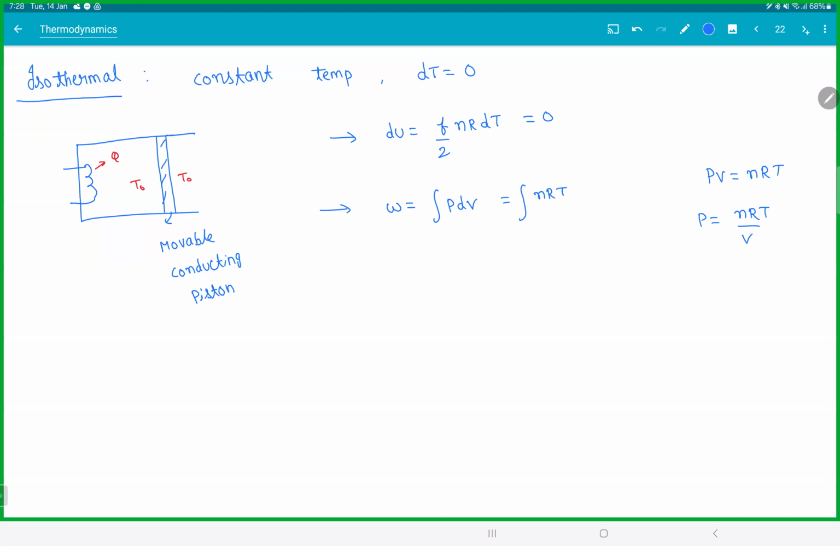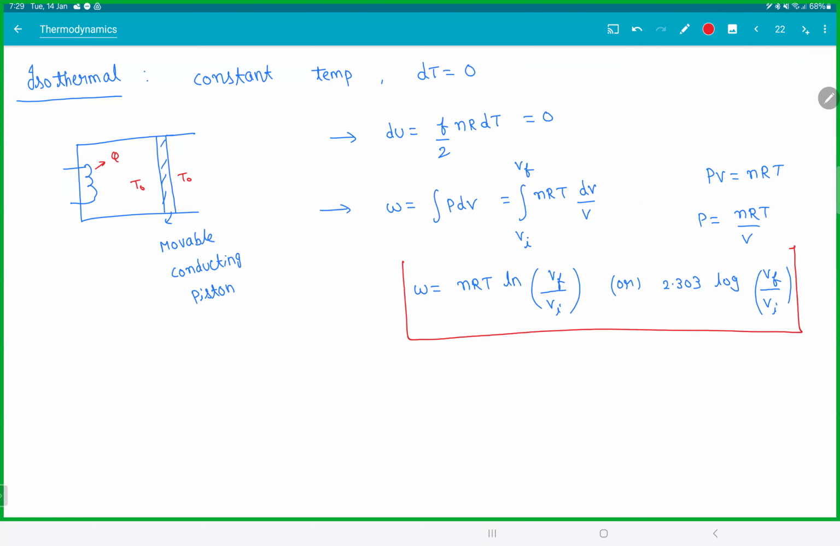So this is nRT dV by V, from V initial to V final. Work done will be nRT ln V final by V initial. Be careful, this can also be written as 2.303 log V final by V initial. It's more of a mathematical thing. If you say log, it means base 10. If you say ln, it is base e. This is a conversion factor.